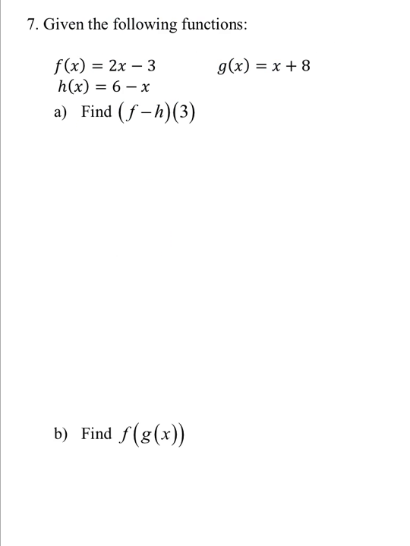Okay, in the next problem, it says given the following functions. It gives you 3 functions, f, g, and h. So in part A, it says find f minus h, given 3. So if my input is 3, then I'm going to find out what the value of f is, and I'm going to find the value of h, and I'm going to subtract.